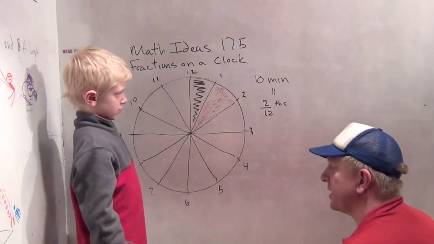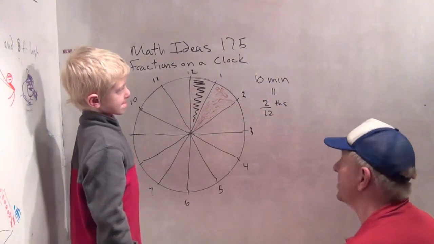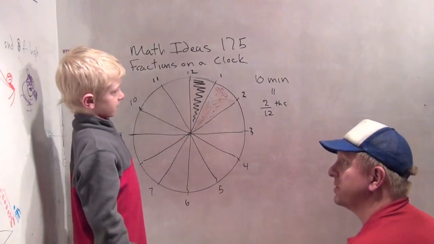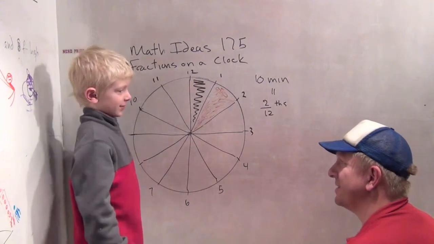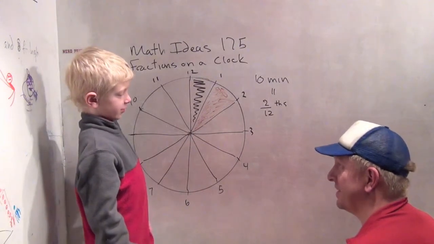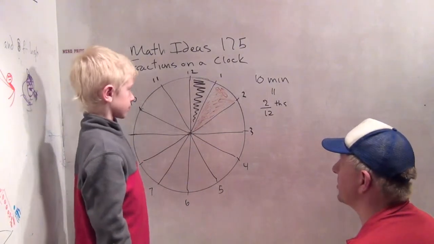Would it make sense to say, hey, dinner's going to be ready in 2/12 of an hour? Or should we just say dinner's ready in 10 minutes? What's easier? 10 minutes. Yeah, okay. Let's see what 2/12 is also.